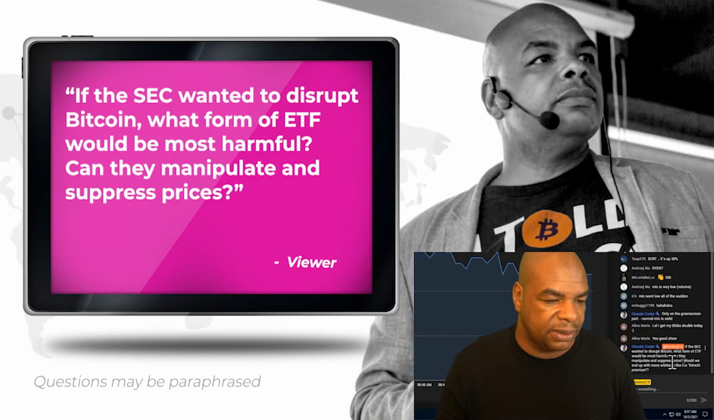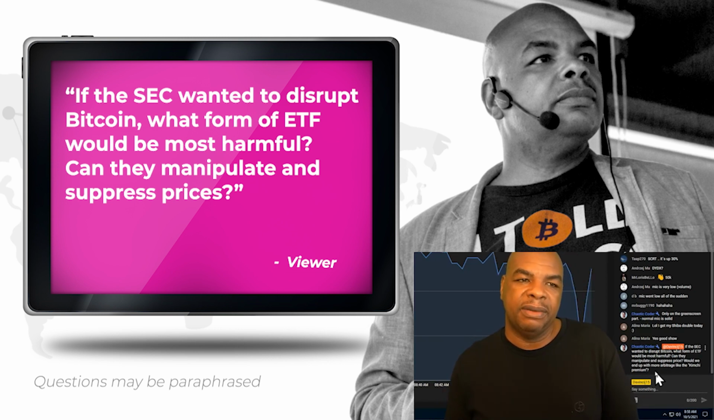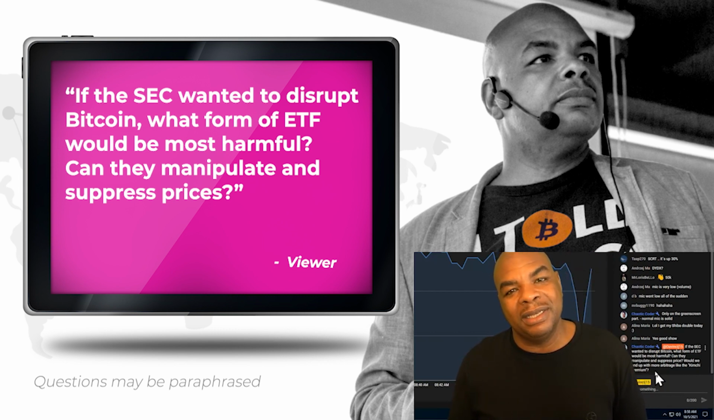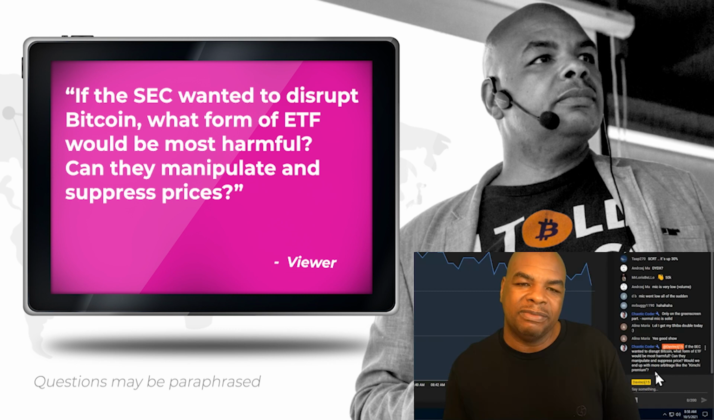If the SEC wanted to disrupt Bitcoin, what form of ETF would be the most harmful? Can they manipulate and suppress prices? This is why you hear about Gensler saying no to an ETF, but yes to an ETF based on the futures, because that futures has nothing to do with actual Bitcoin. You will be exposed to the price, not actually participating in increasing the price of Bitcoin.